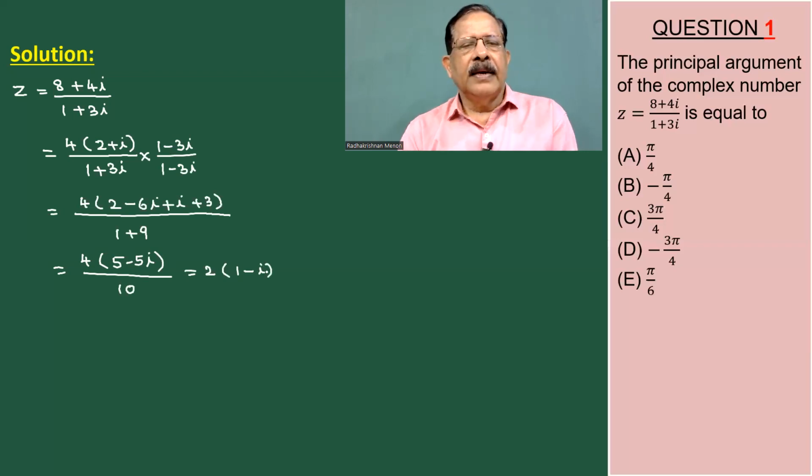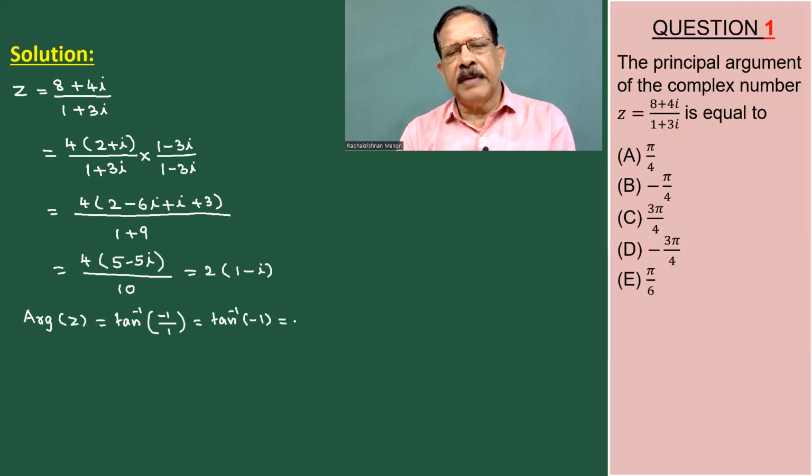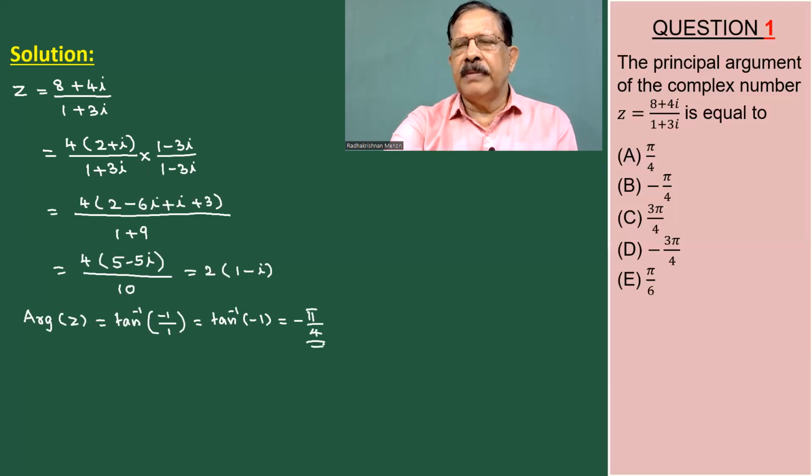What is the argument of z? The formula is tan inverse of y by x. What is y here? Minus 1. What is x here? 1. So tan inverse of minus 1. What is tan inverse of minus 1? It is minus pi by 4. So we got the answer. Minus pi by 4 is appearing in option B.